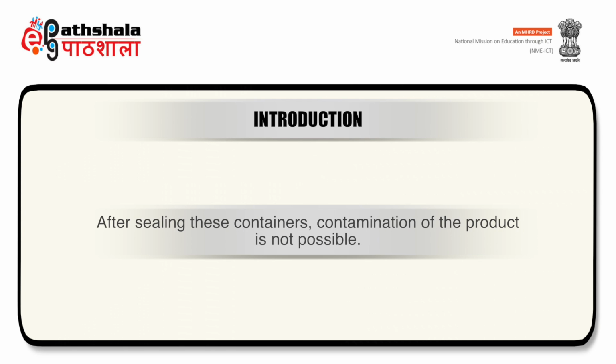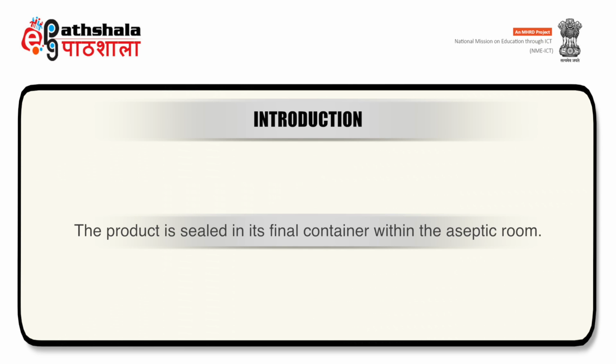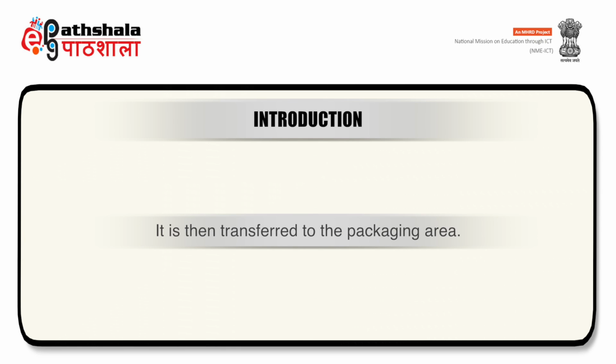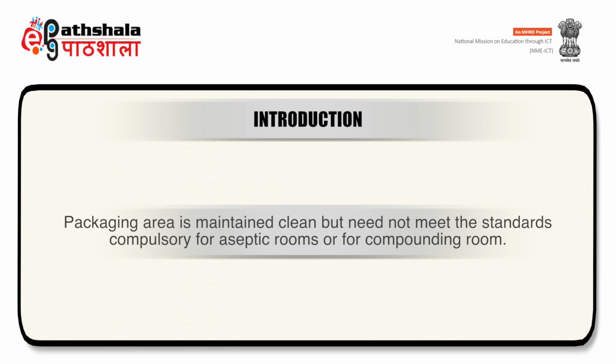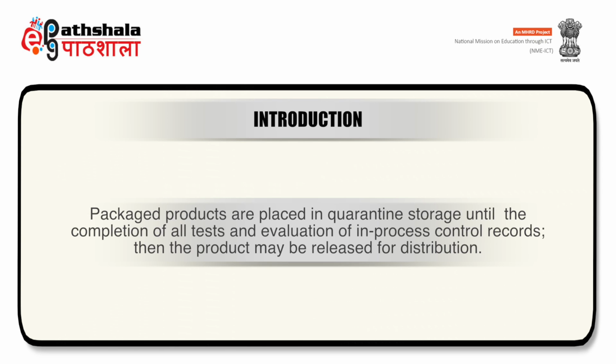All supplies are introduced into aseptic filling rooms in a manner so as to maintain their aseptic conditions. This prevents environmental contamination of product during its redistribution into individual containers. After sealing these containers, contamination of the product is not possible. Product is sealed in its final container within aseptic room. It is then transferred to the packaging area. Packaging area is maintained clean but need not meet the standards compulsory for aseptic rooms or for compounding room. Packaged products are placed in quarantine storage until the completion of all tests and evaluation of in-process control records, then the product may be released for distribution.